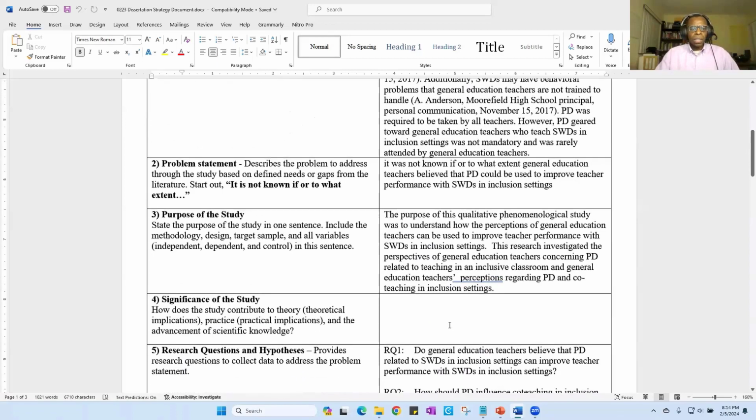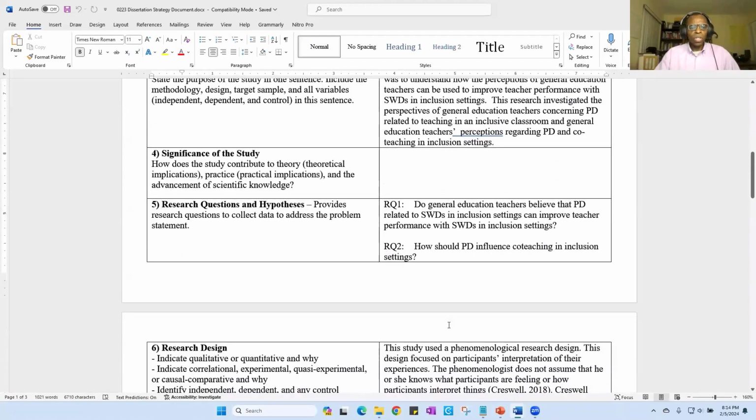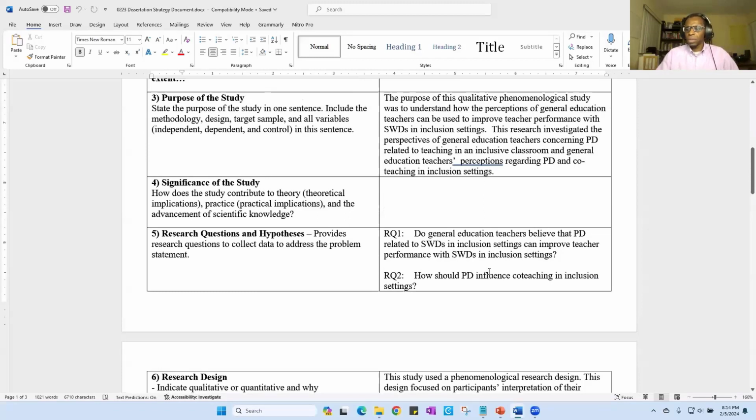All right. So the research questions for this study were as follows. Do general education teachers believe that professional development related to students with disability in inclusion settings can improve teacher performance with students with disabilities in inclusion settings? So basically saying, hey, if you get professional development, do you think it's going to improve your ability to deal with these students in your classroom? Right? Simple enough. Second research question.